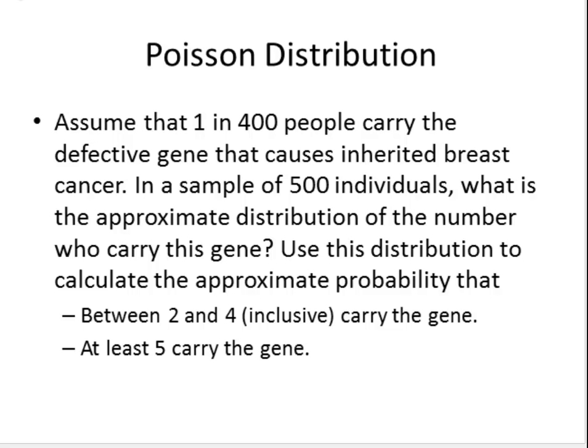It says, assume that 1 in 400 people carry the defective gene that causes inherited breast cancer. In a sample of 500 individuals, what is the approximate distribution of the number who carry this gene? Use this distribution to calculate the approximate probability that between 2 and 4 inclusive carry the gene and at least 5 carry the gene. So this is considered a Poisson distribution. You can look over the rules that you have to follow in order for it to be a Poisson distribution.